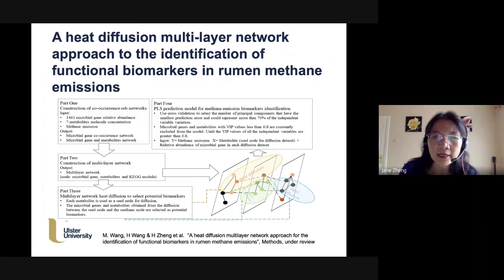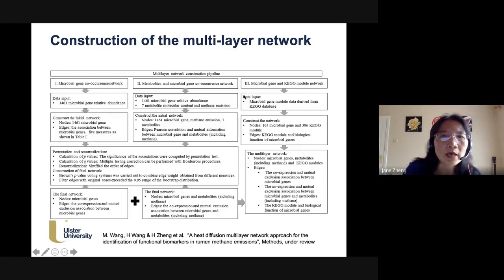Currently, we have just submitted one paper on a heat diffusion multi-layer network approach to identify the functional biomarkers in rumen methane emission. For that, I'm just going to go through it a little bit quicker, okay? We construct the different co-occurrence networks, and then construct them into a multi-layer network. After the multi-layer network is constructed, we run the heat diffusion methods to select the potential biomarkers. The heat diffusion is used for the clustering and for the prediction. So that's the overall approach that we use.